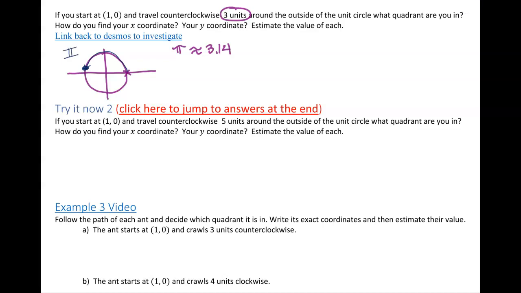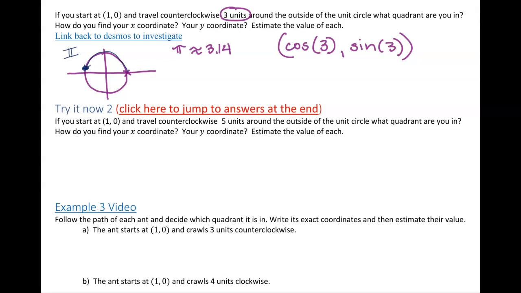And then if I needed to find my x coordinate or my y coordinate, I could use my sine and cosine function. So this is really their job. So we don't want to forget this. If I needed to find the x coordinate, cosine, I would plug in 3. And if I needed the y coordinate, I would take sine and I would plug in 3. So this right here, this is the exact coordinates of that point.